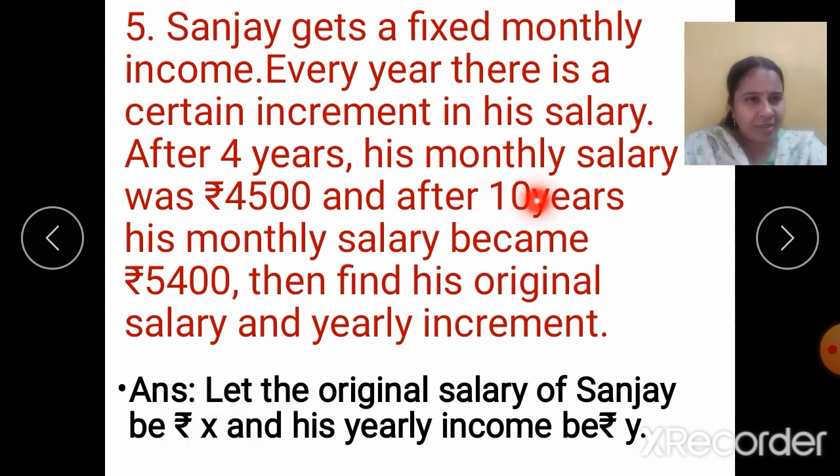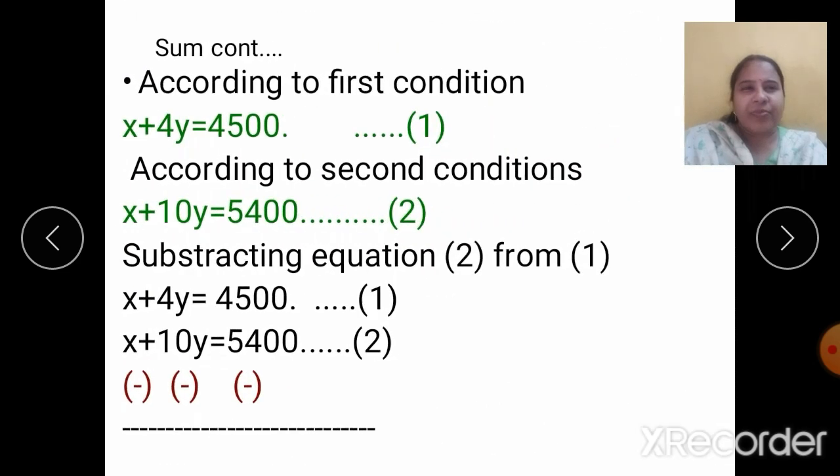But since it is after 10 years, this Y will get multiplied by 10. So how to frame the second equation? X plus 10 into Y, that is 10Y, is equal to this amount. Look at this. According to the second condition, X plus 10Y is equal to 5,400. I hope you are understanding it. See how it is done.